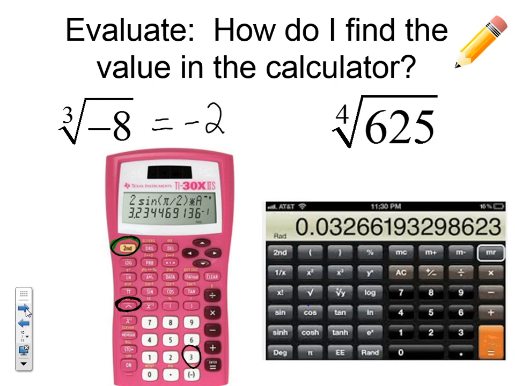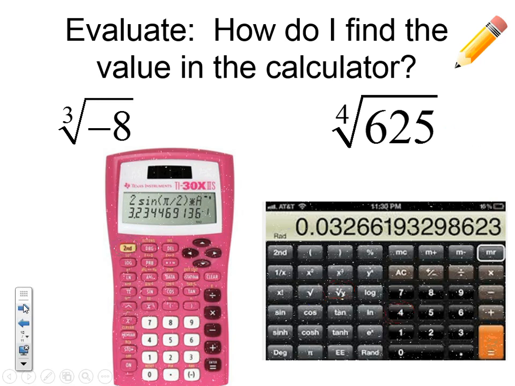You can also use, if you have your smartphone and you have this calculator on it, you are more than welcome to use this. When we use this one, you're going to be using this button right here. So you would type in 4, and then this, and then 625. We type that into our calculator, and that is going to equal 5. So that's how you do it with the roots.